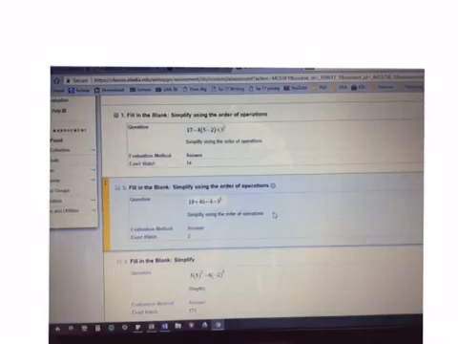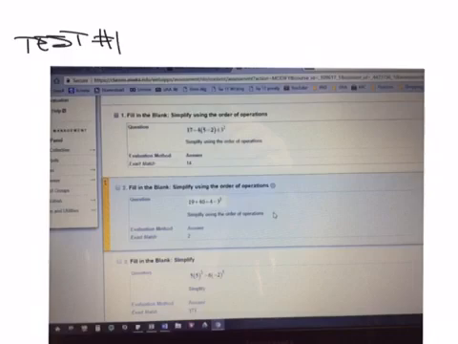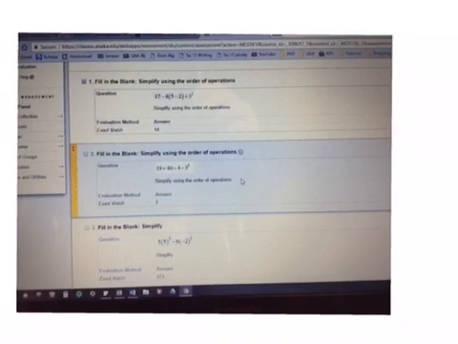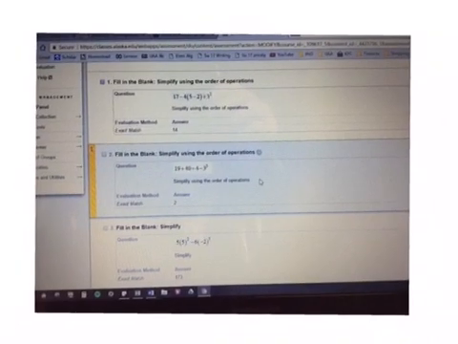So this is elementary algebra, and this is me doing the very first test. So this is test number 1, and I'm just going to go over the questions on the test. Hopefully you can find some of your mistakes that you made along the way. So let's go ahead and make this bigger here.